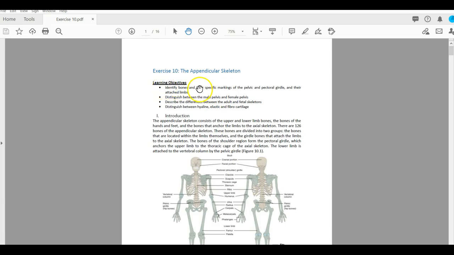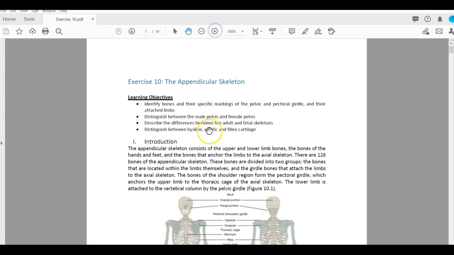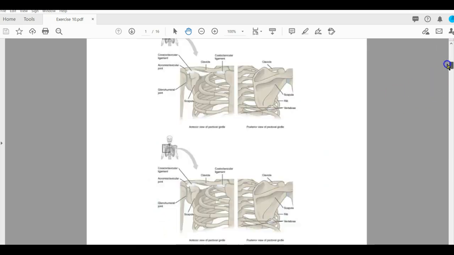Primarily what you're doing is identifying bones and bone markings. We're not worried about the difference between the male and the female pelvis, and we did a fetal skeleton last week. So it's all of the bones in the appendicular skeleton. Not every single one, actually, but the bones that we want you to know. And then the 3 different kinds of cartilage. I think I'm just going to start with the 3 different kinds of cartilage because that's easiest.